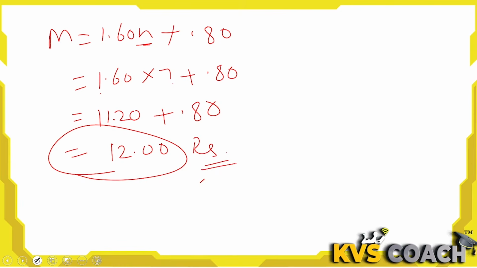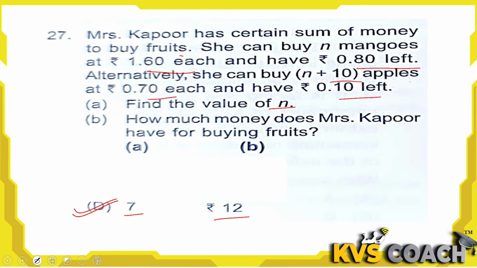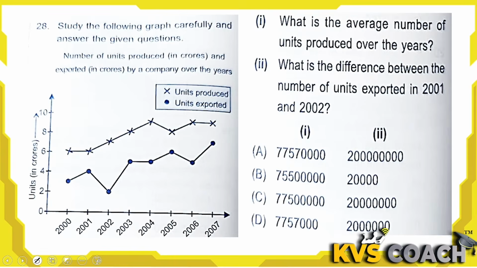She has a total money of 12 rupees and the value of n is 7. So 7 and 12, 7 and 12. D is the right answer here. Okay, got it? Next question is, study the following graph carefully and answer the following question.